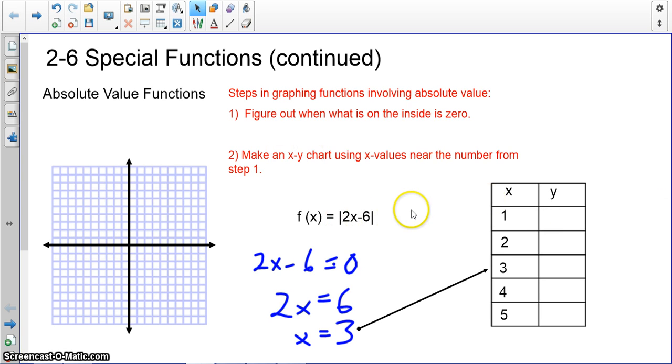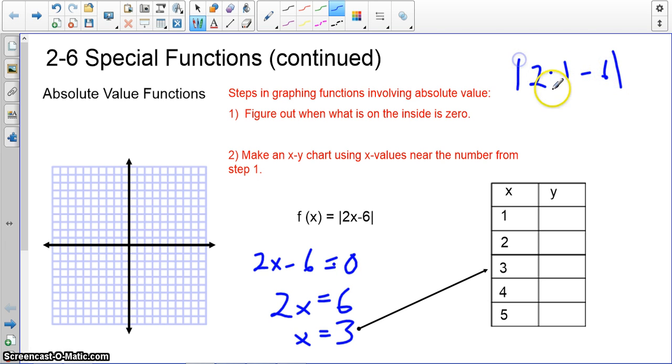And so then what you do is you just do what you do for any XY chart. You just plug in the numbers. So 2 times 1 minus 6. I'll show the work here, or at least the first two, and then hopefully you guys get the drift. So you do 2 times 1 minus 6 is negative 4. So absolute value of negative 4 is 4. All right, so you put a 4 there.